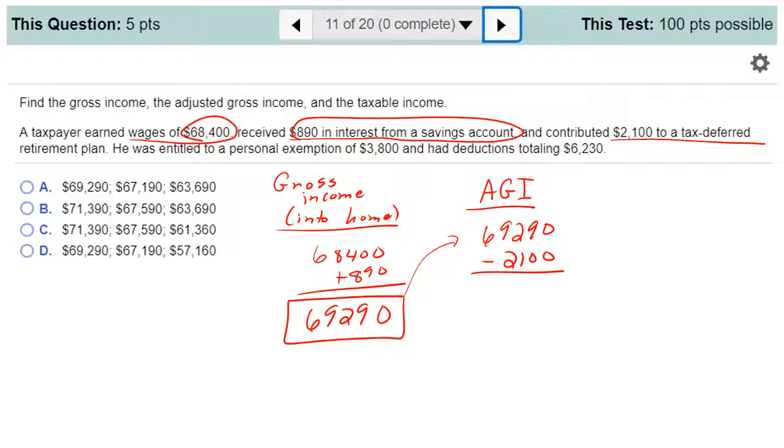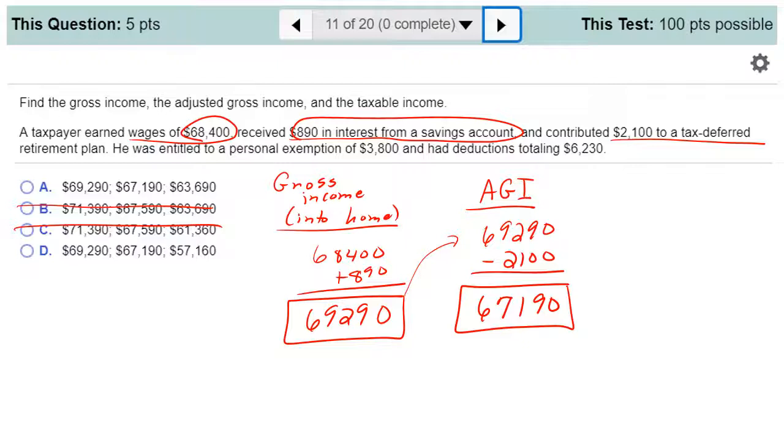So I will take the $69,290 and subtract $2,100 in tax deferred. So that's $67,190. This is the AGI, the adjusted gross. So far, it looks like the answer could be either choice A or choice D.